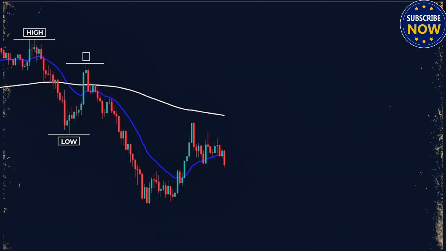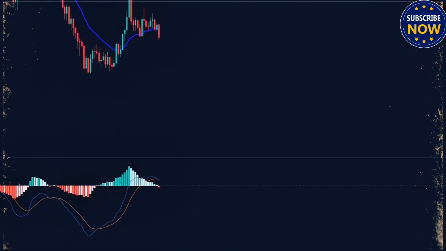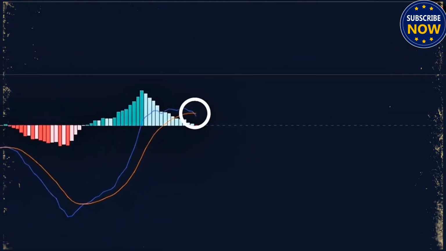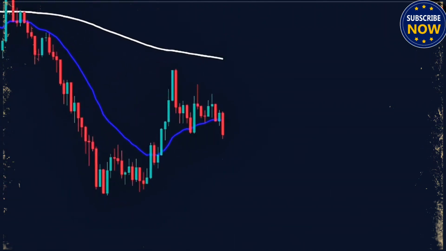Price is forming lower highs and lower lows, which means we're clearly in a downtrend. Price is also below the 200 EMA, so we're only looking for short setups. Next, the MACD shows a bearish crossover above the 0 line. That's our third confirmation to look for sells. And finally, a candle closes below the 20 EMA, showing sellers are gaining strength.